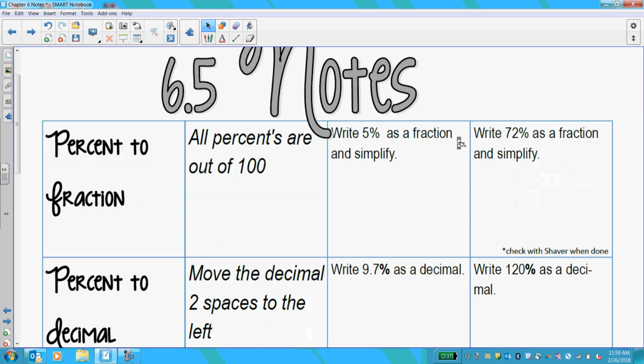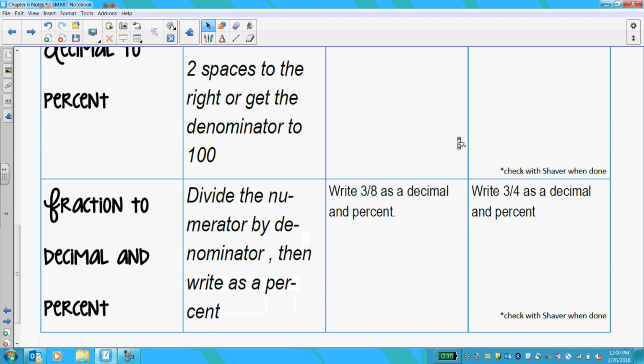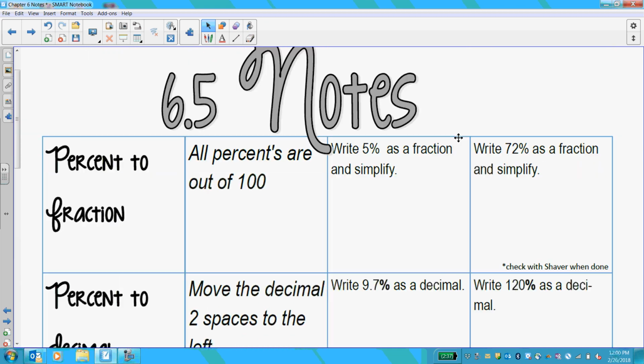6.5 notes. Okay, so this lesson is going to allow us to take percents to fractions, fractions to decimals, all that fun stuff. It's pretty self-explanatory. I'm going to go through them, and you're always going to do this second column on your own. Where it says check with Shaver when done, that was when we were doing it in class. But if you want to and you are in class, feel free.